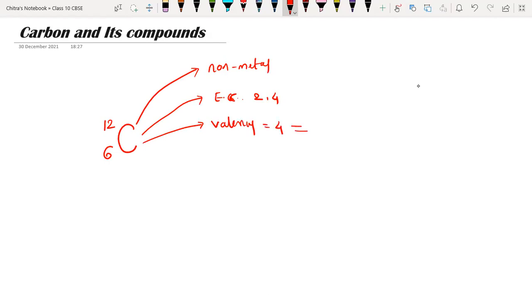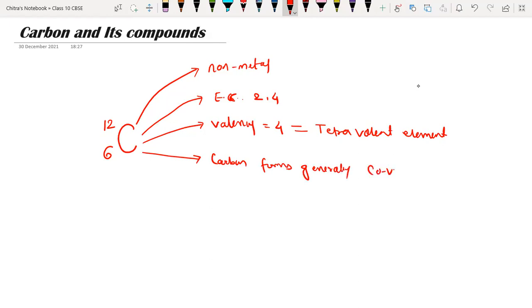That's why carbon is called a tetravalent element. Carbon generally forms covalent bonds. Covalent bond means the bond which is formed by mutual sharing of electrons.